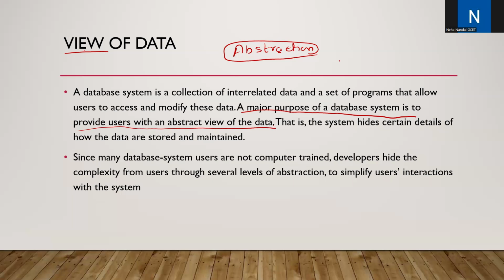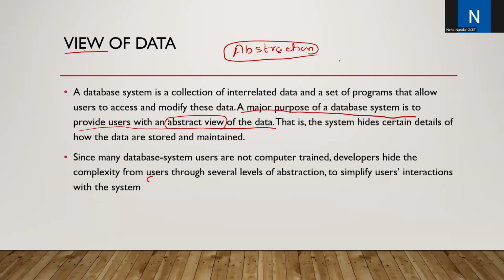Abstract view means we want to hide some details, such as how the data is stored and maintained. Some irrelevant details are hidden from the users, which are not required for them. That is the main thing. So that is called an abstract view. I hope you got some idea. What is the meaning of abstract view? We are giving an abstract view. I'm highlighting some terms over here so that you can remember it. So developers hide some of the irrelevant details.